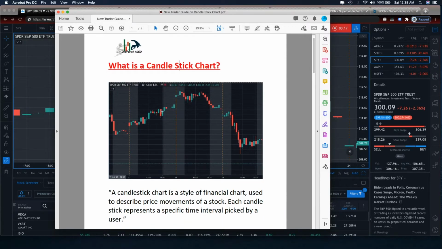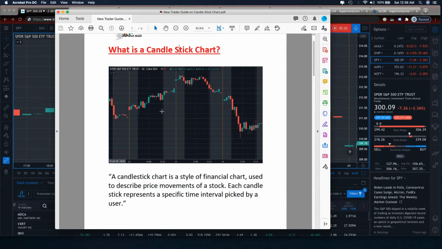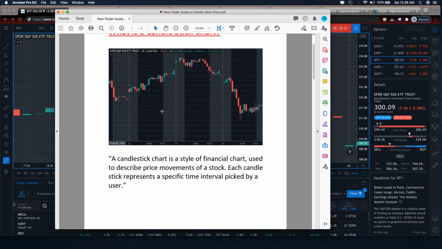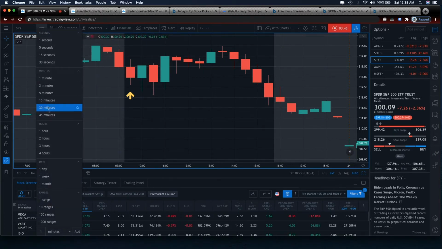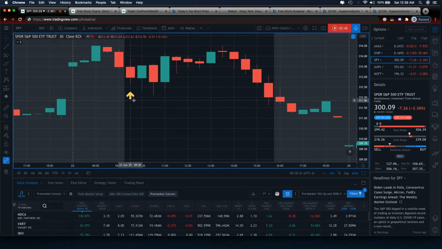First, this is what a candlestick chart looks like. A candlestick chart is the style of financial chart used to describe price movement of a stock. Each candlestick represents a specific time interval picked by a user. For an example, my screen shows a 30-minute candlestick chart. Therefore, each candlestick represents a 30-minute time interval.